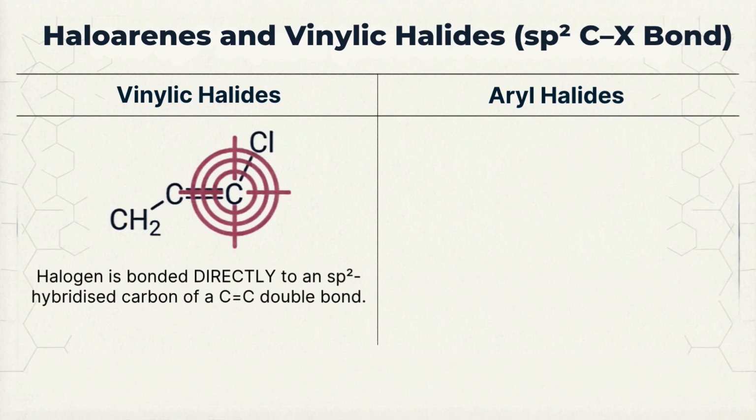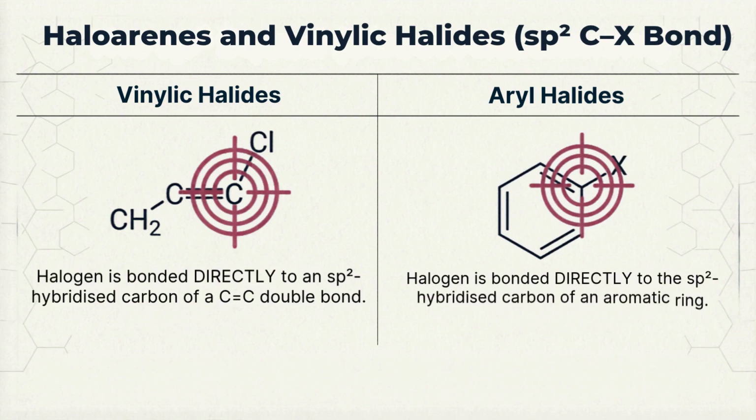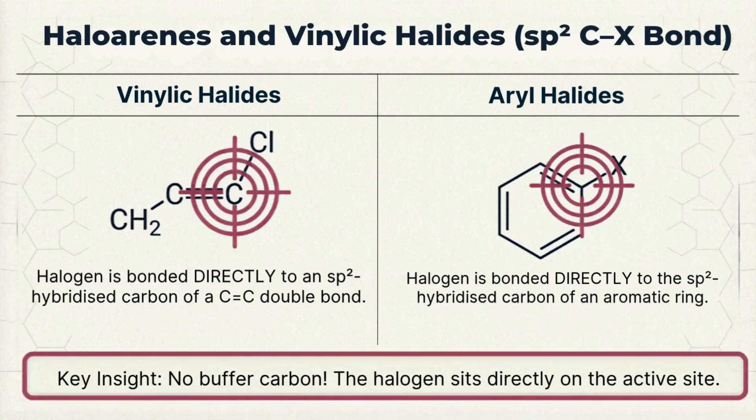In vinylic halides, the carbon is part of a C-C double bond. In aryl halides, it is part of an aromatic ring. That direct attachment changes the bond character and makes them less reactive than ordinary alkyl halides in many cases. Here's a trap you need to be aware of. There is no buffer carbon here. The halogen is sitting directly on the active site, so you cannot treat these compounds like normal haloalkanes.